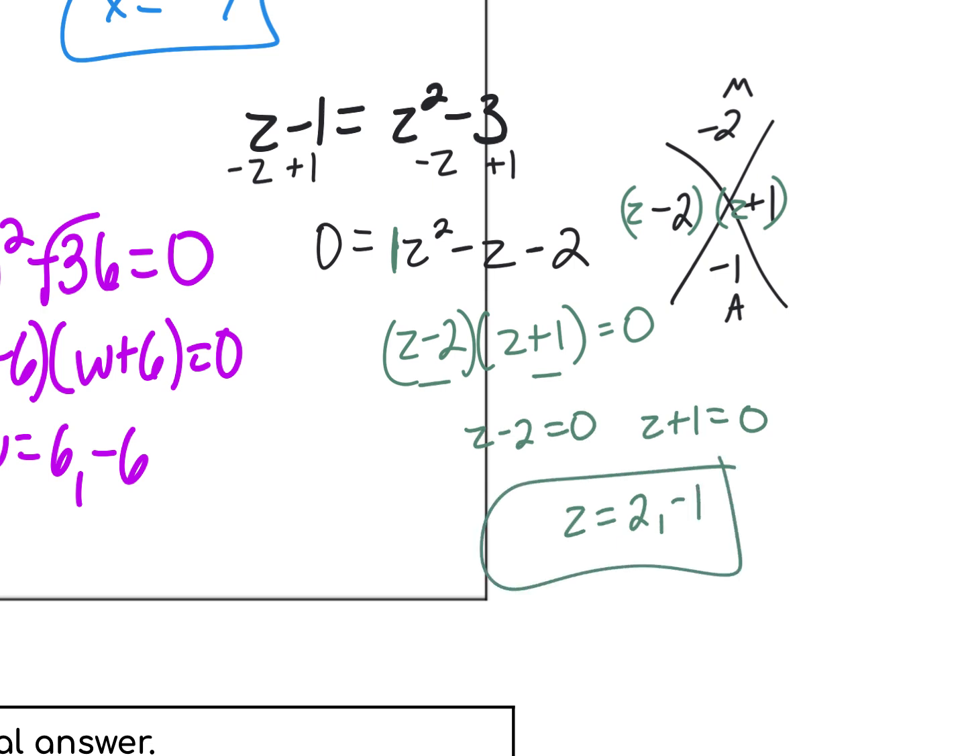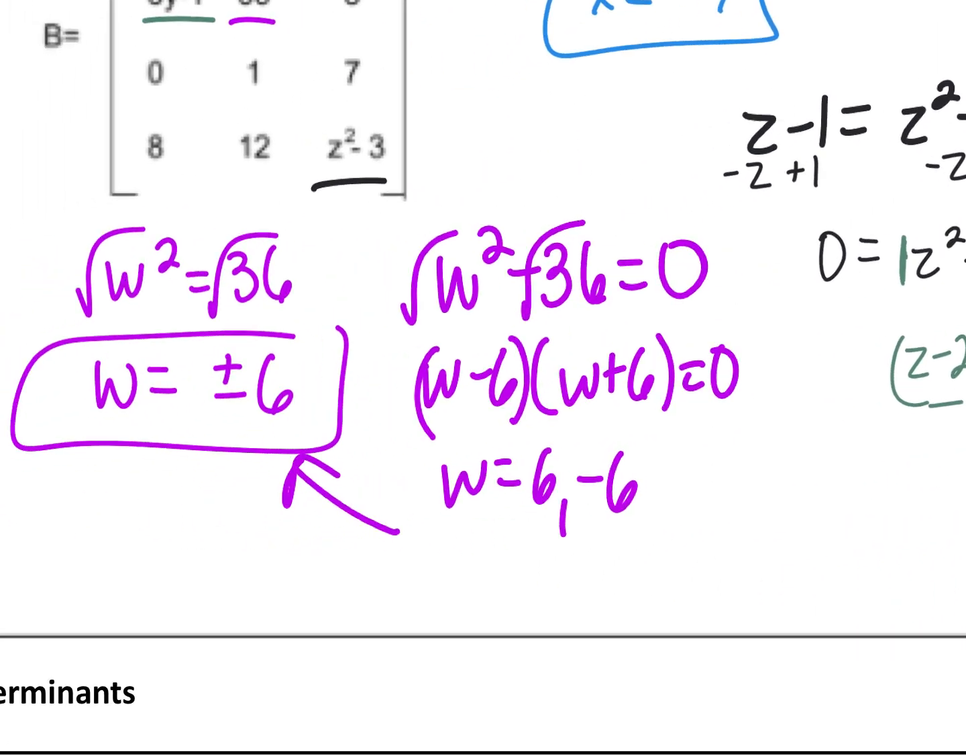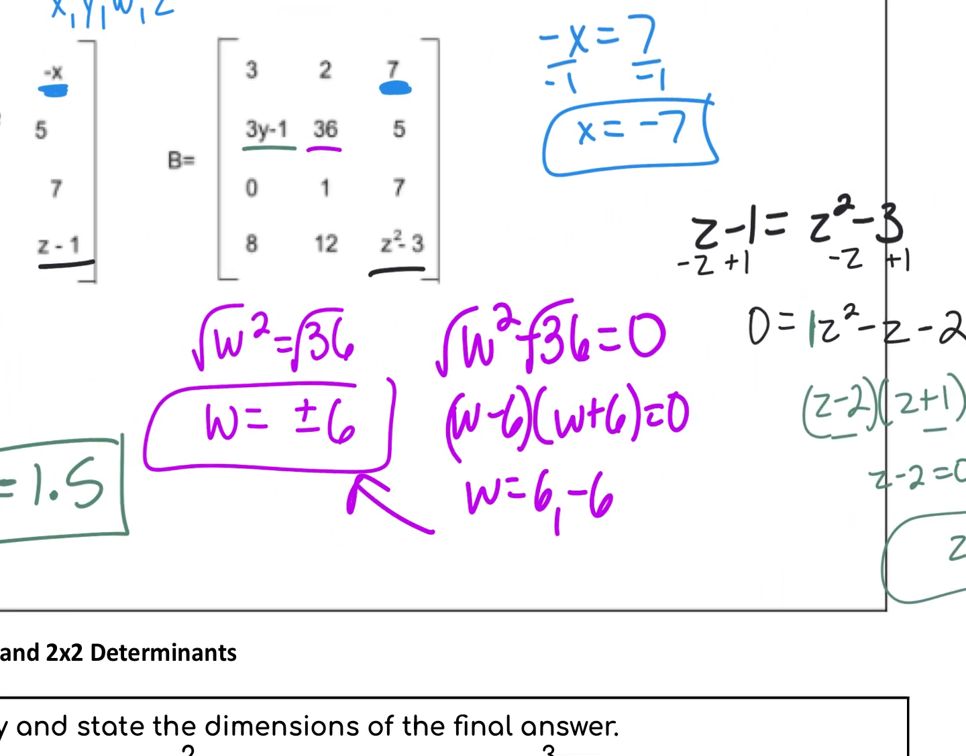I like it. We knew there would be 2 answers because the highest exponent was 2. Same thing with the W. Okay, it was squared. We knew we were going to have 2 answers.